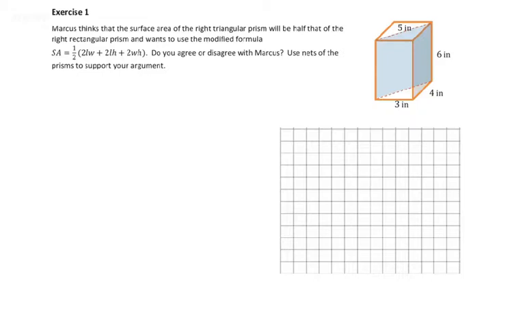Now, as we're looking at this, I want to again break this into different parts because it's easier to see each part individually than to see it together as a box. But what Marcus is saying is we find the area of a triangle by 1/2 base times height, or length times width. So he's saying, if the area of a triangle is 1/2 the area of a rectangle, then the surface area of a triangular prism is 1/2 the surface area of a rectangular prism, right? And that's what we're trying to prove.